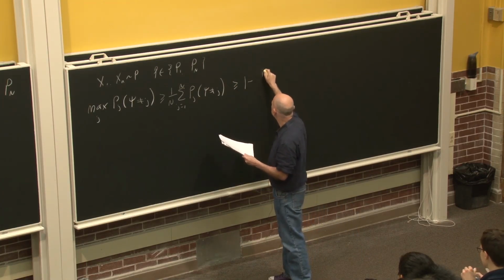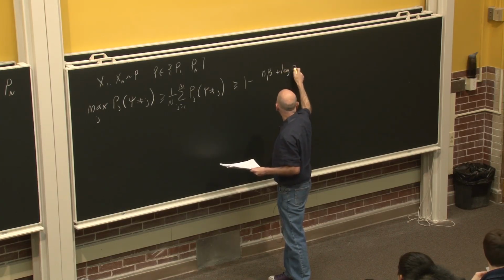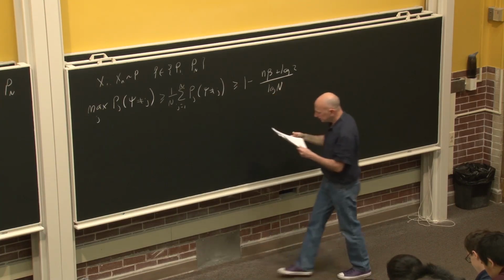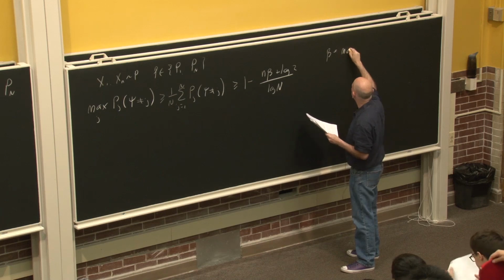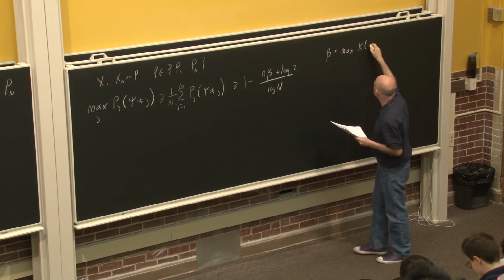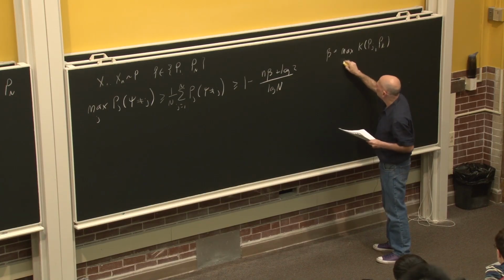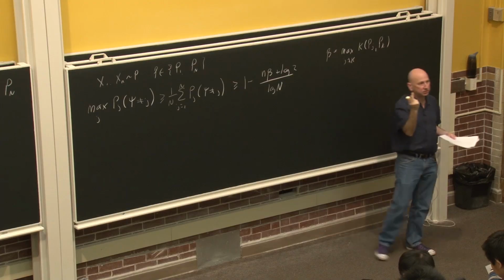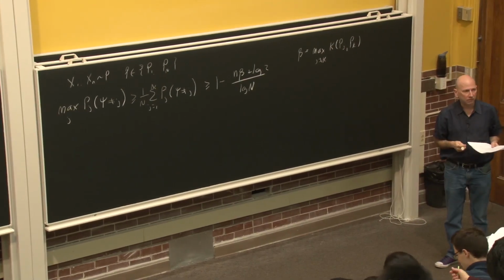It's 1 minus (n beta plus log 2) all over log n, where beta is equal to the maximum of the Kullback-Leibler distance between each pair of distributions. See, in Fano's inequality, we ended up with just the Kullback-Leibler distance between two of them. Now we have to look at all of them.